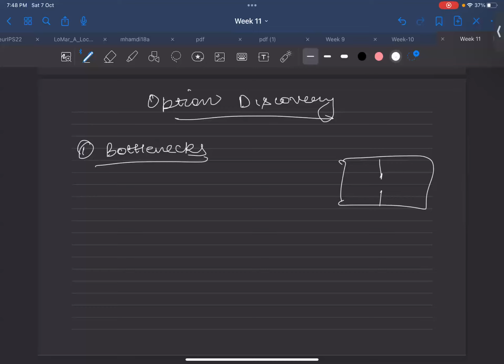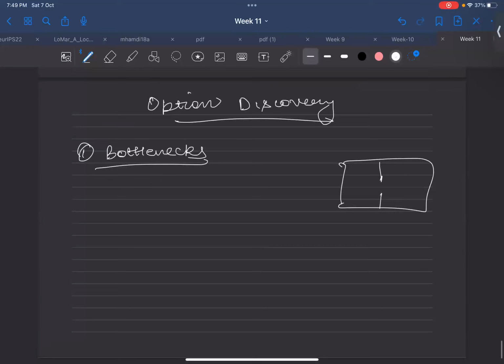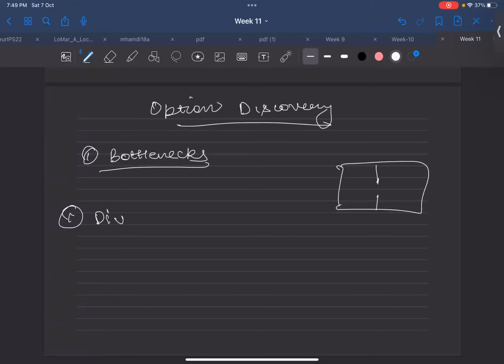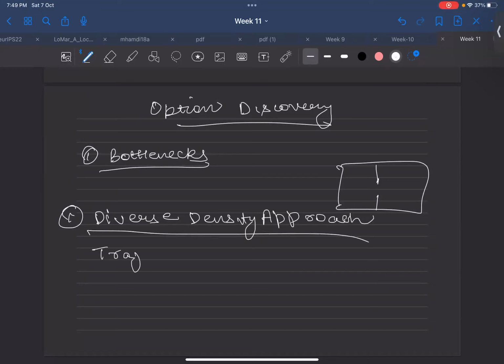How do you find these bottlenecks? You were telling. Okay, let's dig deep. I think several approaches are given. What do you mean by this diverse density approach? Let's see in detail. First of all, let us say we have two types of trajectories. One is a successful trajectory, another is an unsuccessful trajectory. What do you mean by these two trajectories?